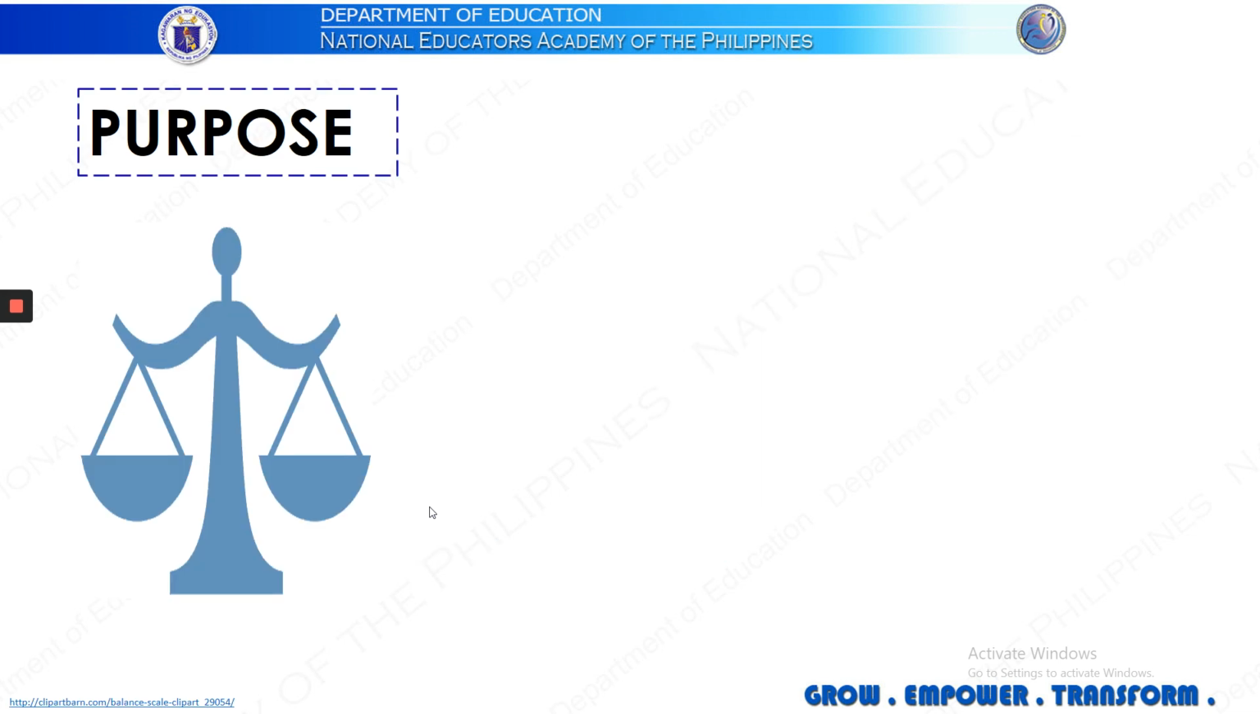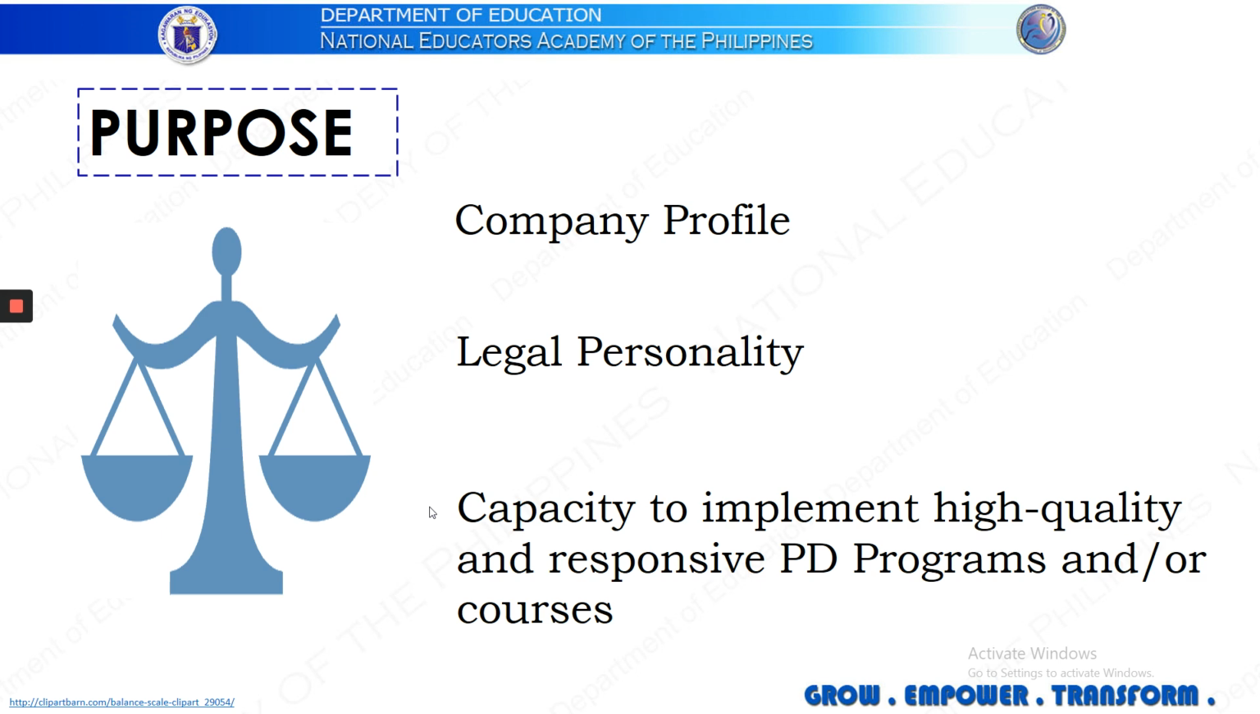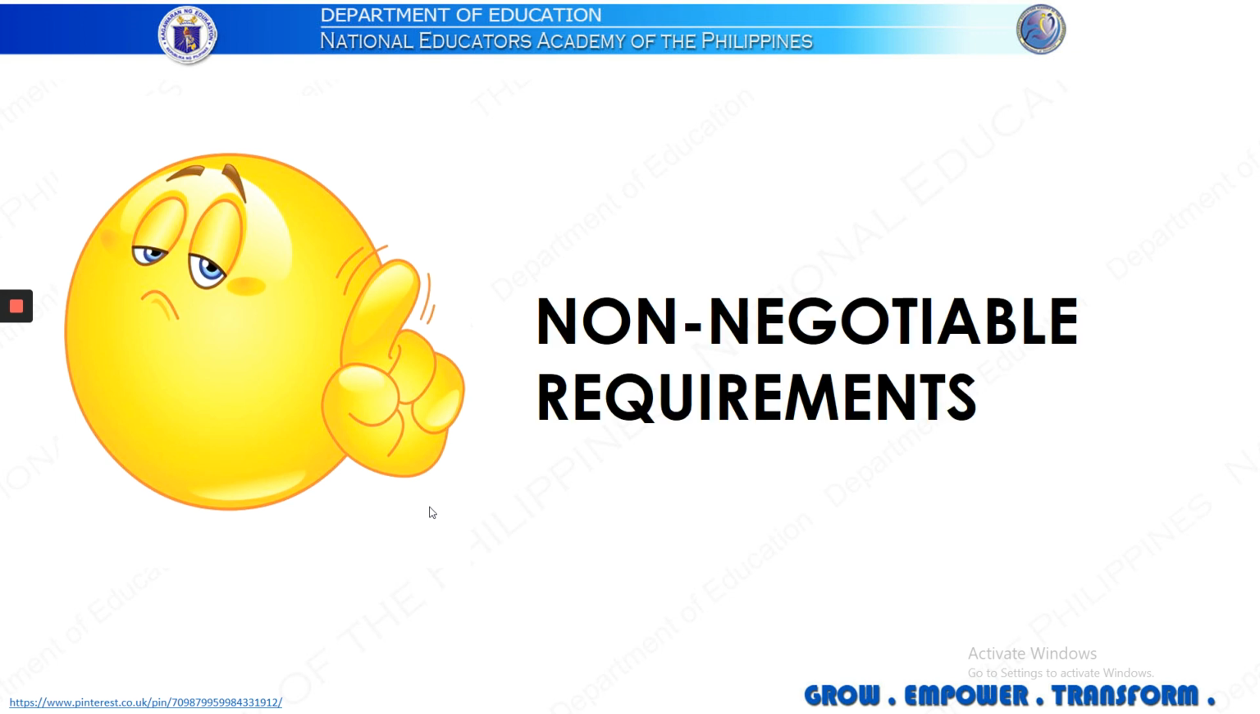So what is the purpose? Why do they need to go through the authorization? Okay, first, we want them to provide us information or to establish information about their company profile, their legal personality, and of course, the capacity to implement high quality and responsive PD programs and or courses. So the external learning service providers have non-negotiable requirements.